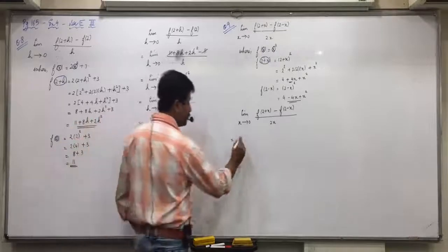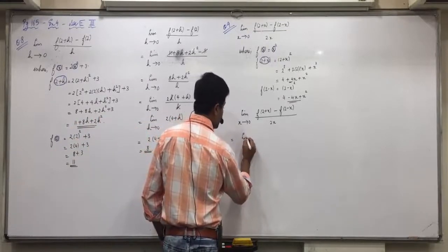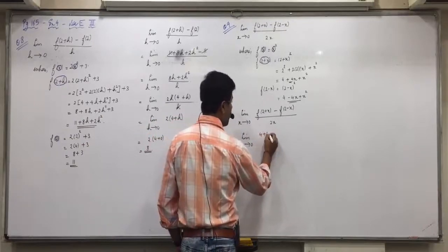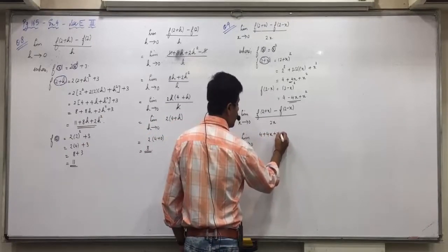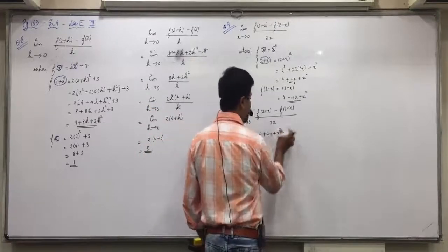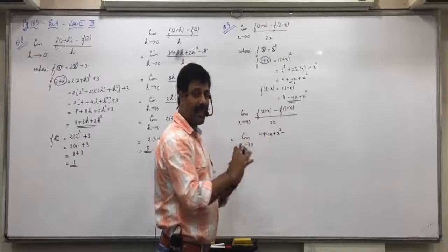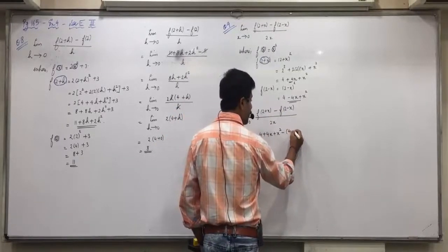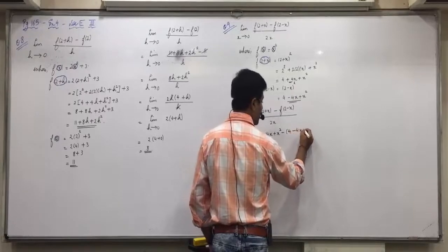Limit x tends to 0, (4 + 4x + x²) minus (4 − 4x + x²). Write it in a bracket because there is a minus, and all the signs will change. So in the bracket you'll write 4 − 4x + x².